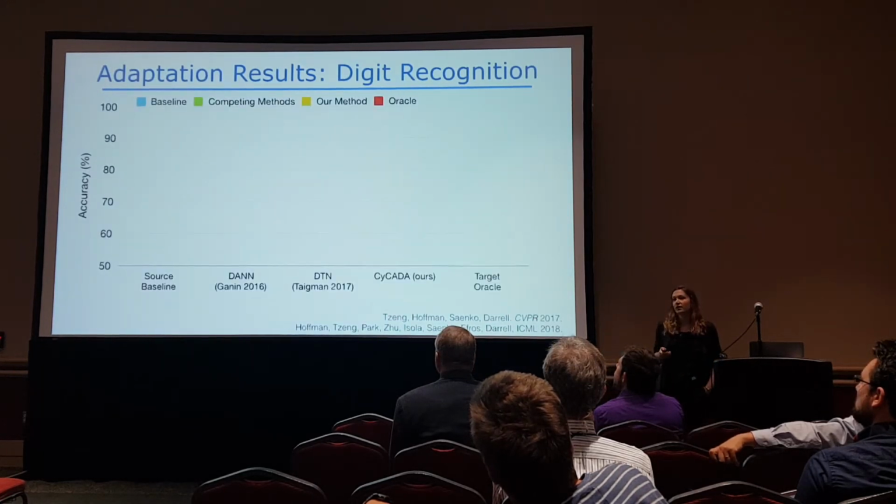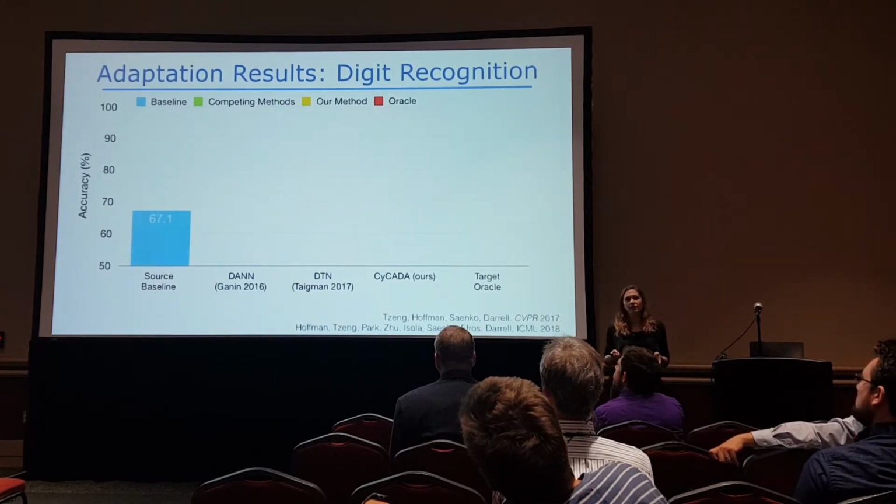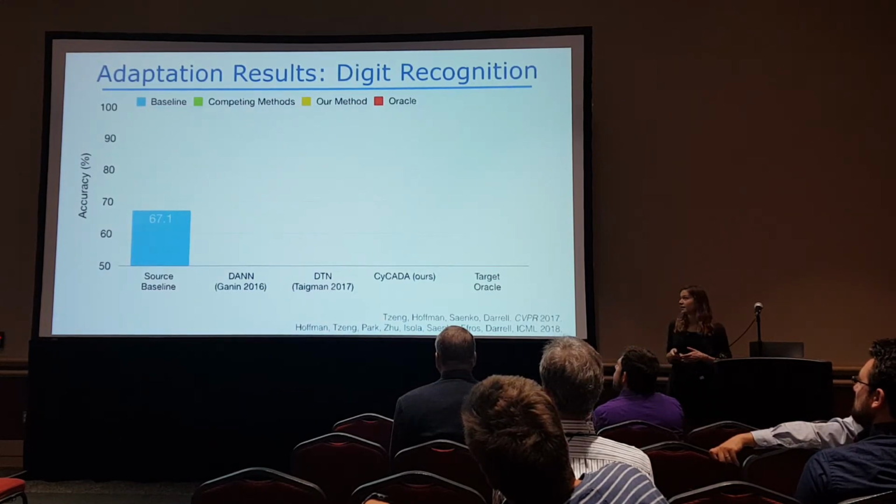So once we do that, we can look at the recognition performance on this MNIST data set. And if you were to just train on Google Street View and then evaluate on MNIST, you get about 67% accuracy.